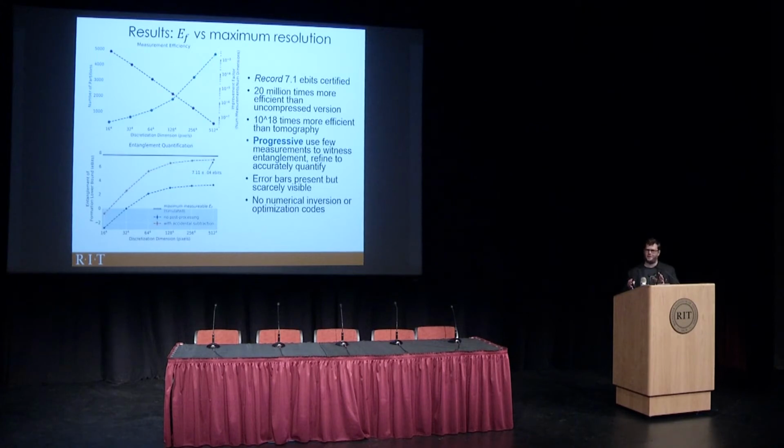If you go to 64 by 64 or 32 by 32 with very few measurements, you can say, yes, I have entanglement, or no, I don't. And then you can just keep going to figure out about how many you have. One thing I want to point out is there are error bars on here, and our error bars can be obtained just through regular old propagation of error through your algebra. We also, at the request of reviewers, did Monte Carlo simulations of our error to confirm that, and they matched really well. So no numerical inversion or optimization codes, just simple statistics.